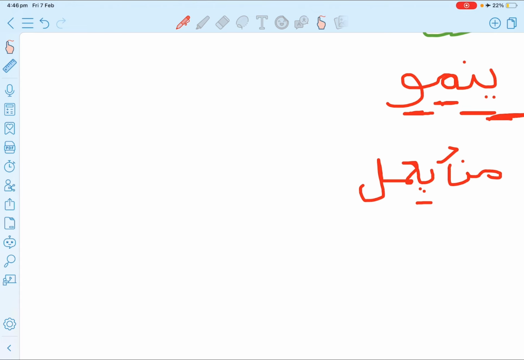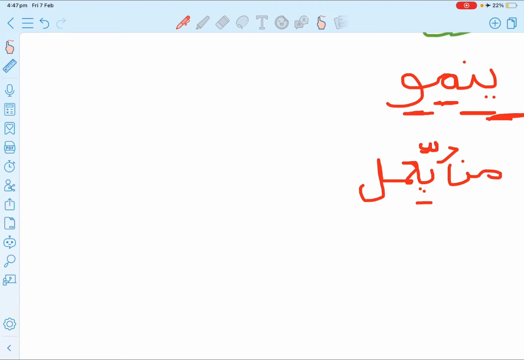We should say man ya'mal. Saying it with a separate noon is wrong. So we merge the noon into the ya and add a shadda on the ya. This shadda is not visible, but you pronounce it. You say man ya'mal.